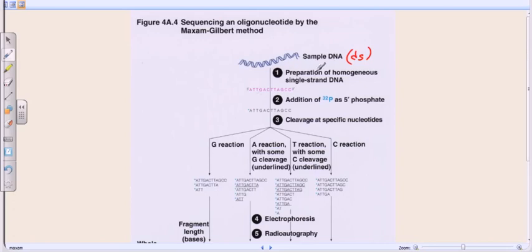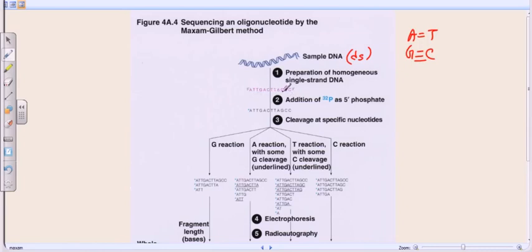Preparation of a homogeneous single-stranded DNA is pretty easy, because we know DNA has a complementary nature. That means if we have one DNA strand, we can ultimately guess the other complementary strand pretty easily based on Watson-Crick pairing, that is A pairs with T and G pairs with C, right? So here we can see the homogeneous strand that we get.